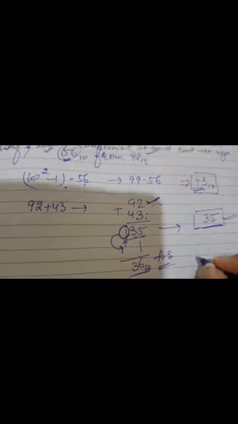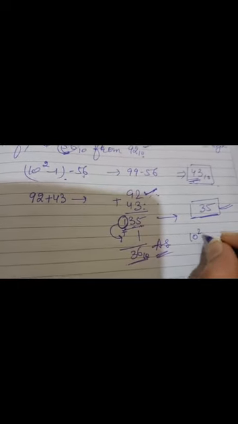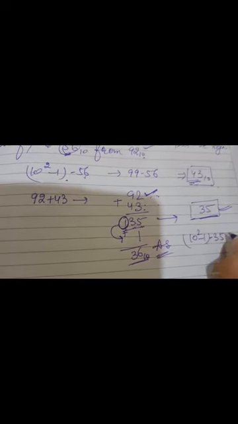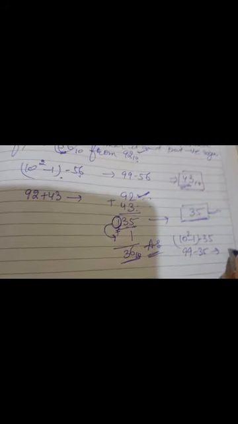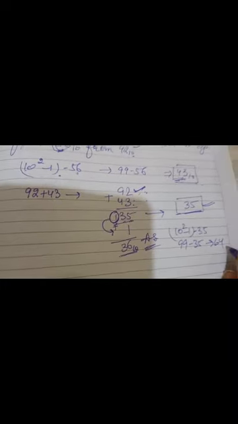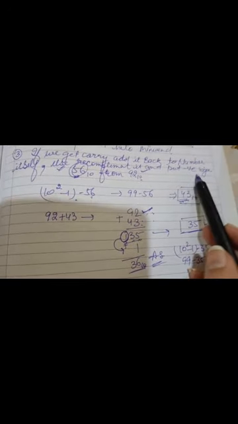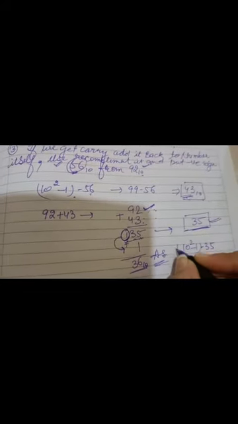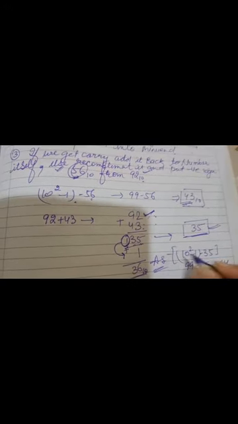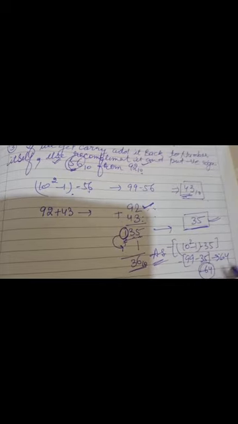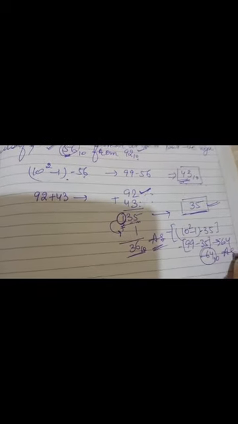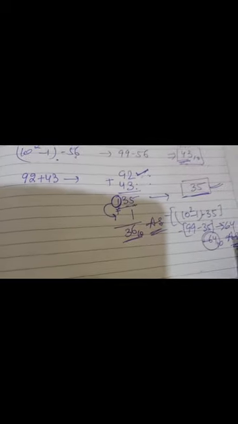That means again 10 raised to the power 2 minus 1 minus 35, that is 99 minus 35, that is 64, and we will put a negative sign, so minus like this. So minus 64 to the base 10 is our answer, in case we don't get any carry over here.